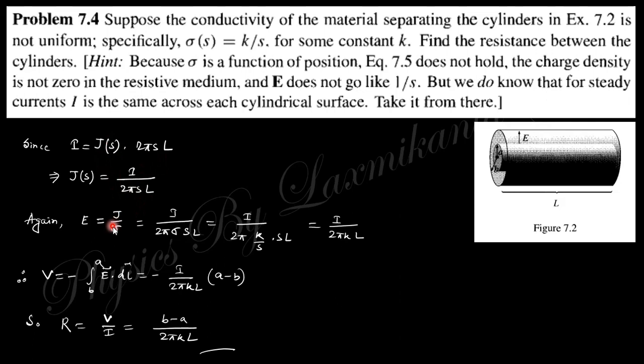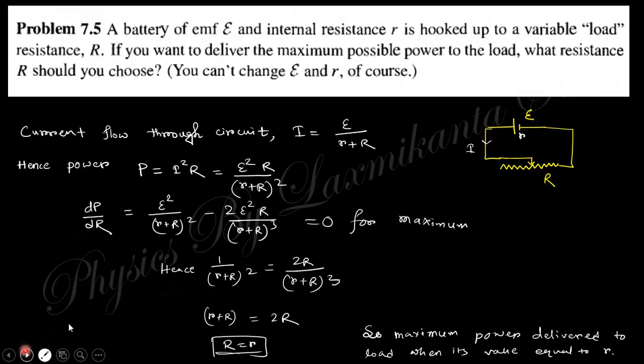So the simple process as we just previously used. This is the area, this is the surface current density, sorry, volume current density. So J equals like that, and E is J by sigma. So this will be this value, and sigma is nothing but K by s. Putting this value, you will get I by 2 pi K L, and the potential difference, E dot dl, will give this thing, and resistance equals voltage by current. You will get this resistance. Simple. Just follow this process, you can easily find the resistance between them.